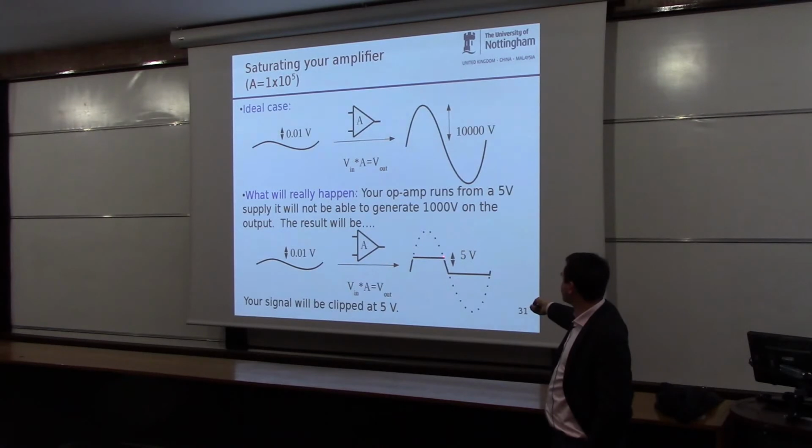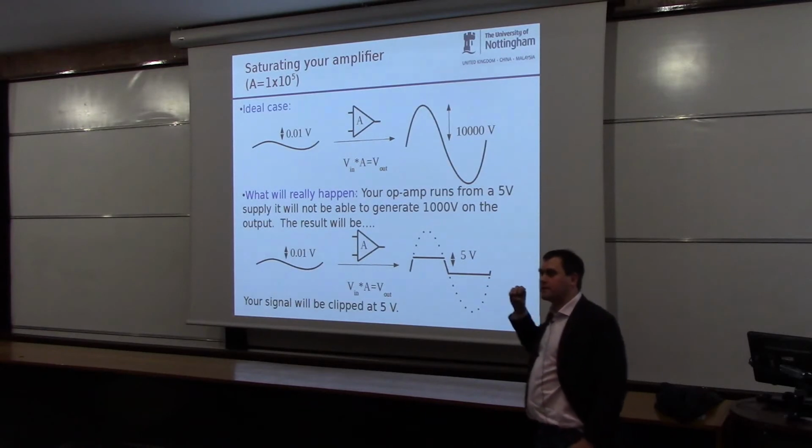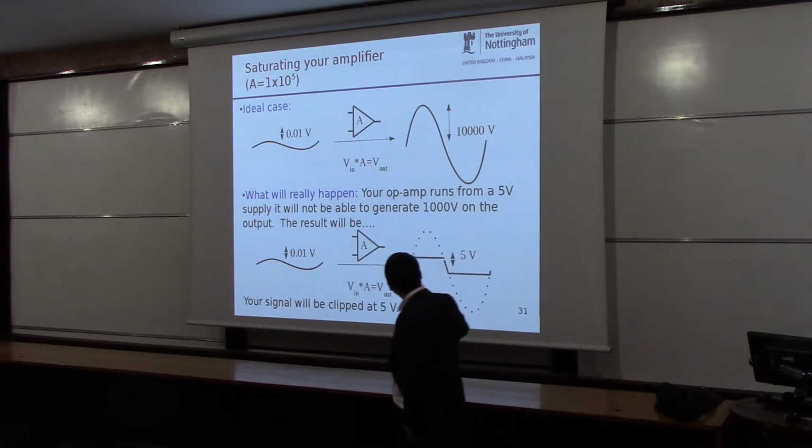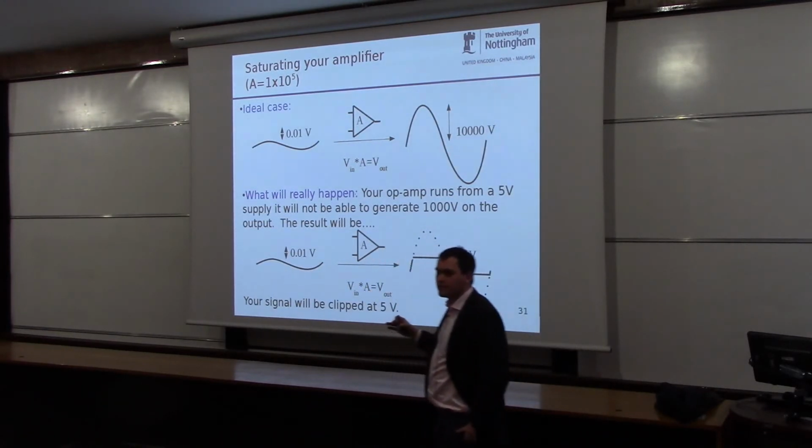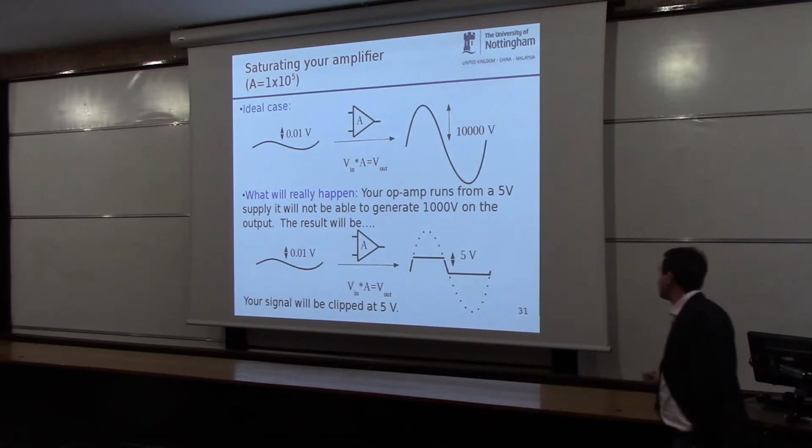It then goes flat, and once your signal goes down, it then tries to give you minus 1,000 volts, but it can't. So it'll just give you minus 5, and it says that's all you're having. Can you see the output's basically being chopped? So you're not going to get your 1,000 volts out of it.